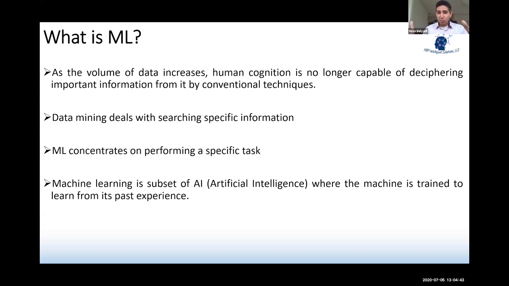So we have used so many terms. We've used AI, which is using machine intelligence. We've used machine learning, which is a subset of AI, and it concentrates on performing a specific task. And then the next one is data mining, which is searching for specific information.